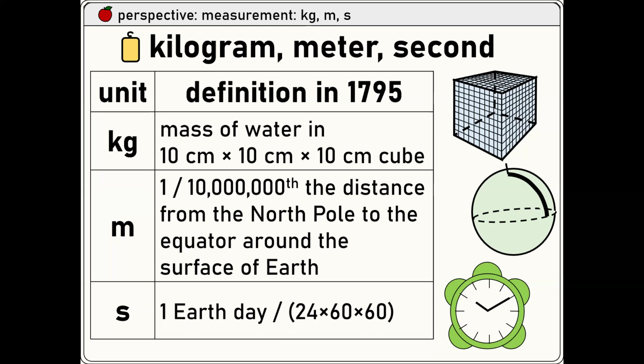Now the modern definitions of all these things are tied to universal constants. They try to get away from physical objects, but that's where it comes from, right? So that's 1 kilogram.